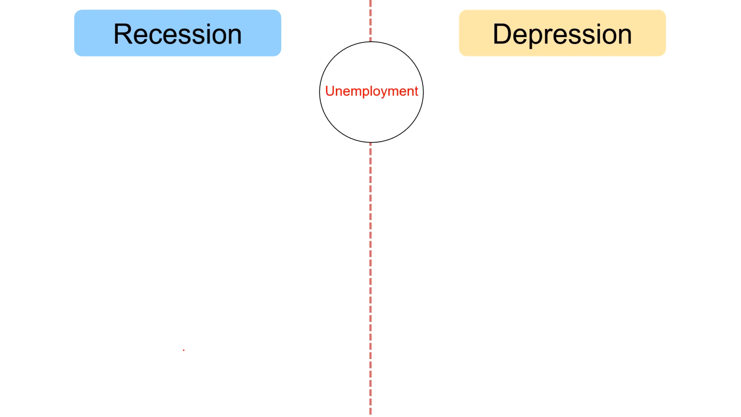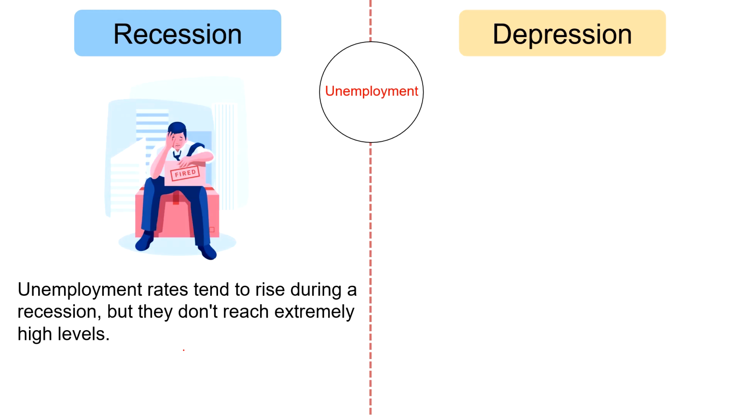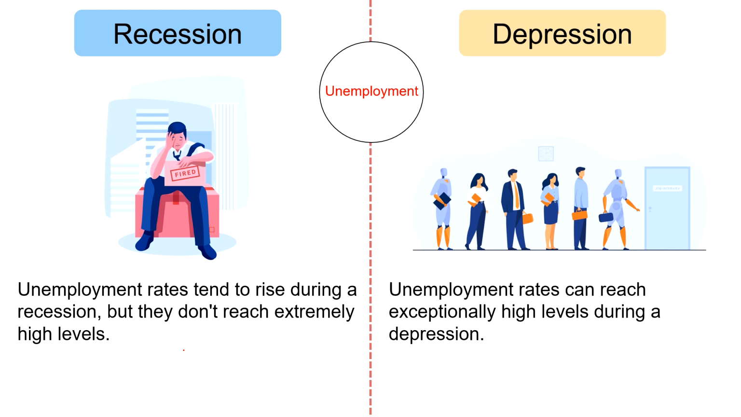Next, unemployment. Unemployment rates tend to rise during recession, but they do not reach extremely high levels, whereas unemployment rates can reach exceptionally high levels during depression, with a significant portion of the workforce being unemployed for an extended period.